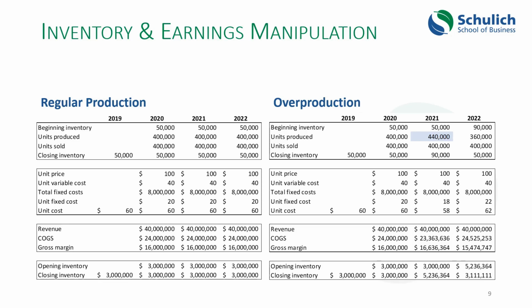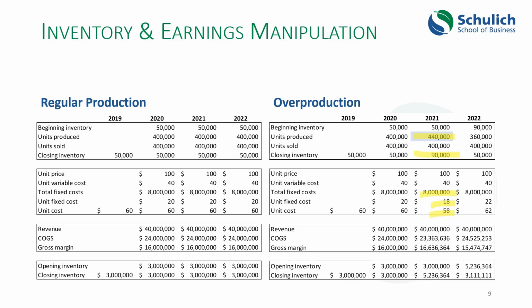For starters, the number of units in the closing inventory is going to be a lot higher because you produced 40,000 more units and you only sold the same amount as you had previously planned. So you end up with 90,000 units. You also have this really curious thing happening here. You've still got the same 8 million in fixed costs, but it's now divided by 440,000 units rather than 400,000. So the fixed cost that gets allocated to each unit is now only $18 instead of 20, making the unit cost $58 instead of 60.